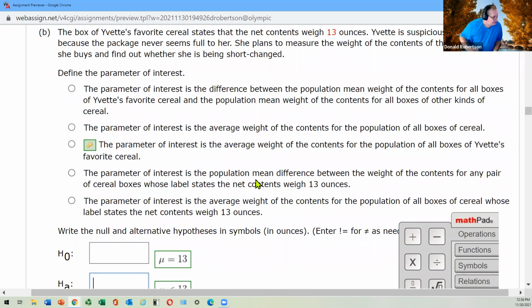And can you imagine she did it and she came up with the answer that the average weight was 12.8? Wouldn't that be evidence that she'd been shortchanged? On the other hand, if it was 13.1 or 12.9, wouldn't that be exactly what you would expect? You know, a little variation, because it's never exactly the same.